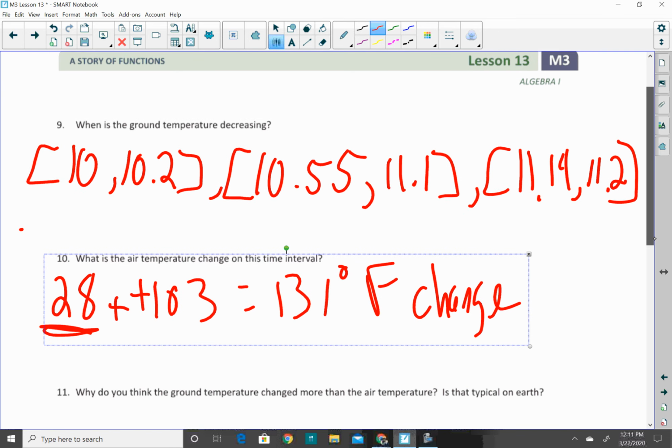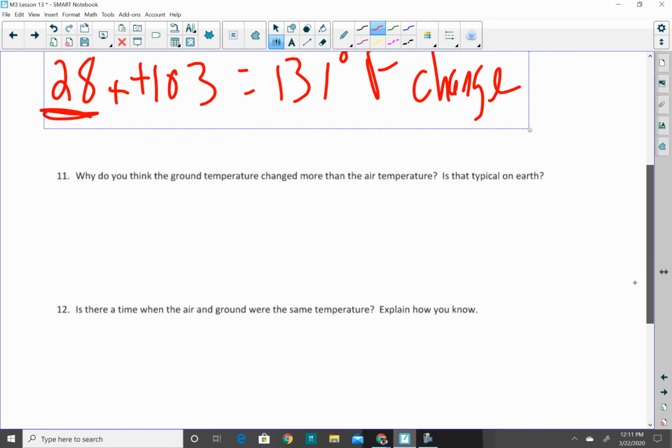All right, number 11. What do you think of the ground temperature? Why do you think the ground temperature changed more than the air temperature? Is it typical on Earth? I'm going to let you guys think about that. It's more of a physics, real world question.